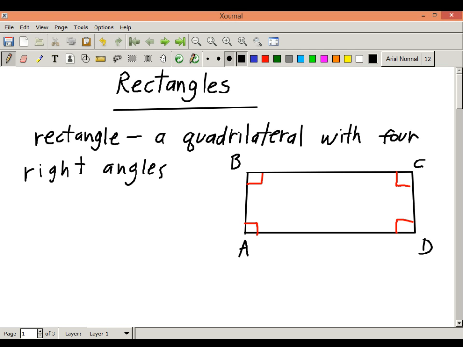So first of all, what is a rectangle? Well, you probably know, but there is a mathematical definition of a rectangle. A rectangle is a quadrilateral with four right angles. So you see the quadrilateral with four right angles, A, B, C, and D, and so that is a rectangle.